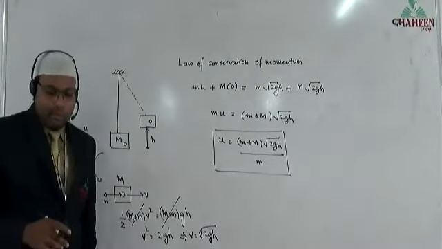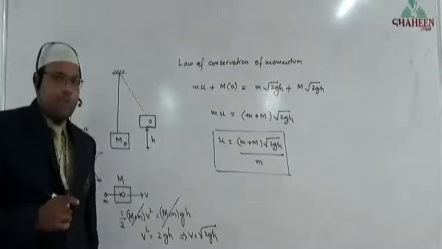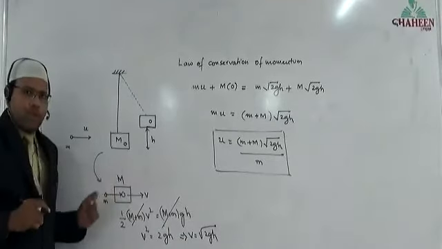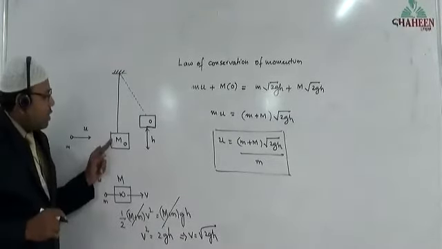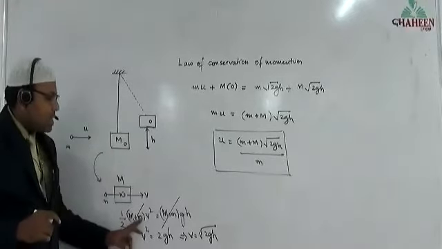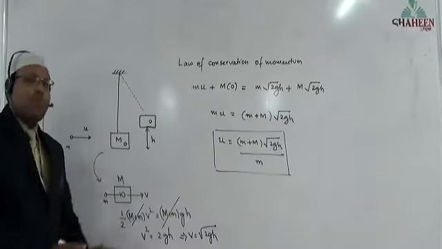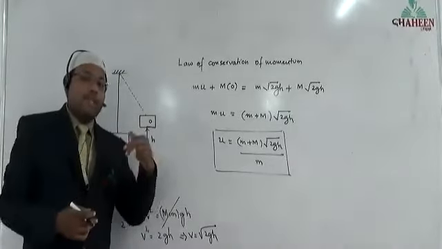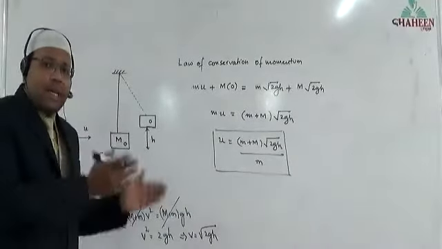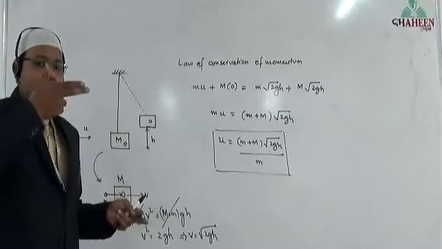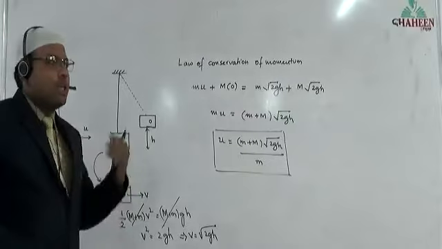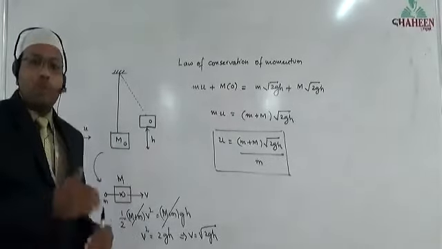Now pay attention, this is a very important part of what I am saying. Here this block and the bullet are both moving together, so therefore I am taking M plus m. Suppose only the block is moving, and after striking the wooden block the bullet comes out. It is not necessary that it should get embedded in the block. When it strikes the block, if it has enough velocity, it may leave the block and come out from the other side.